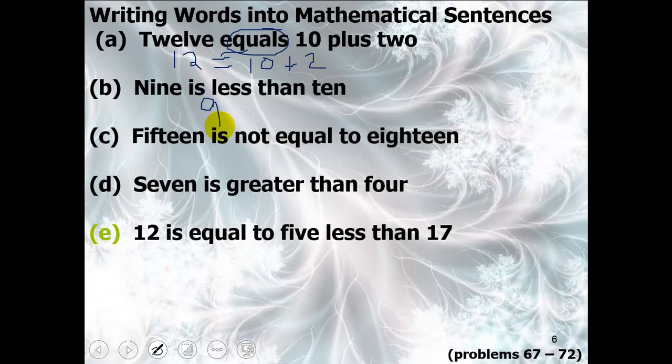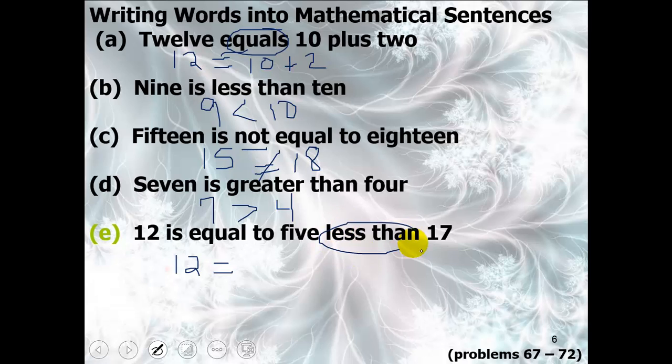9 is less than 10. Why don't you try C, D, and E, and then come back when you're done. All right, welcome back. 15 is not equal to 18. 7 is greater than 4. 12 is equal to 5 less than 17.